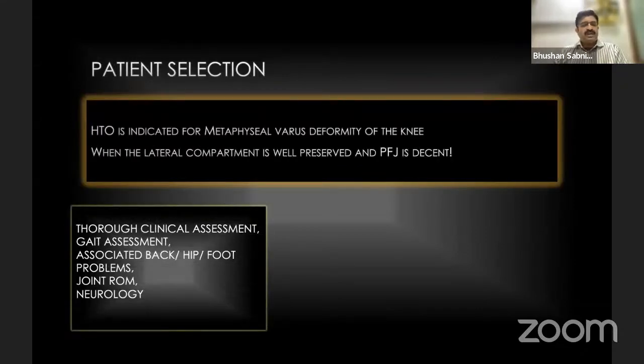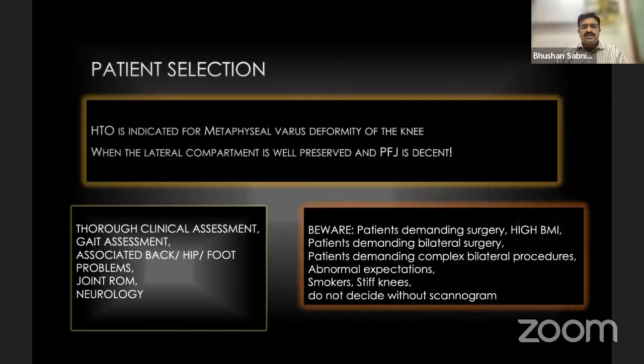You need to have a proper clinical assessment, gait assessment, look at the hip, foot, and other associated spine issues which can be contributing to it. Most important is the joint range of motion and to rule out any neurological issues. Always beware, this is a trap for most people: patients demanding surgery. You need to be careful especially with high demand patients or patients who have abnormal expectations. There will be patients who want all the deformities in both the lower limbs corrected in one go. There are patients who will demand bilateral surgery despite not being fit for surgery.